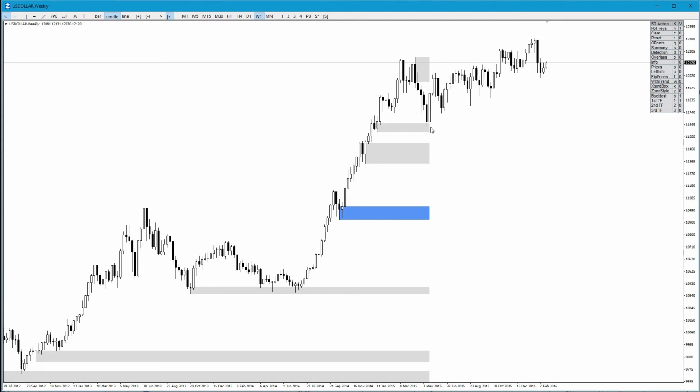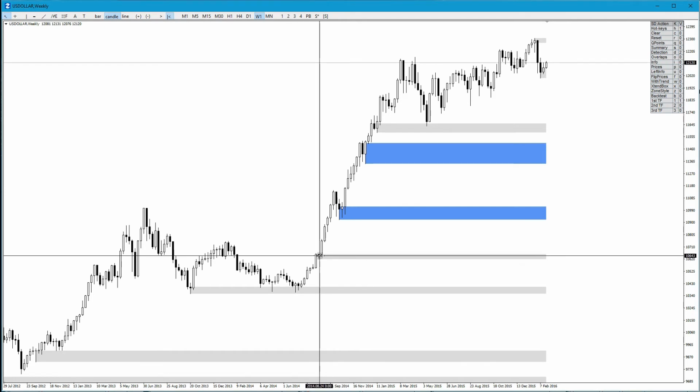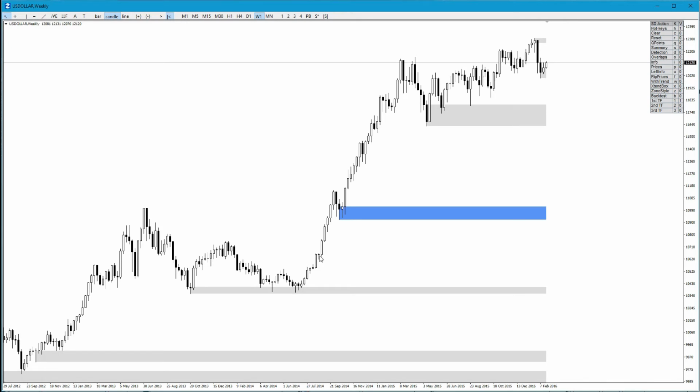Okay, so these levels are incredibly significant. Pressing the letter D a second time will add drop-based drops and rally-based rallies. And sure enough, you see this extra little rally-based rally zone appear somewhere around August 2014. So let's just quickly cycle through these three modes a couple of times.